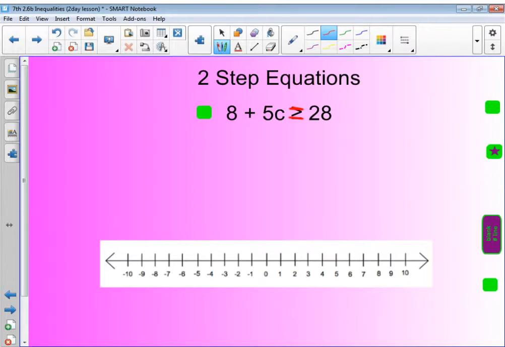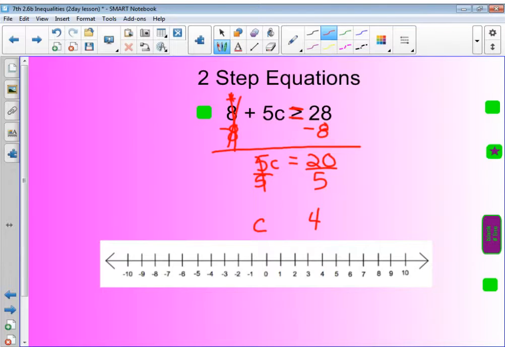So I need to get rid of this 8 first because it's not directly attached to the c. Right now it's a positive 8, so the opposite is negative 8. So minus 8. Now I have 5c equals 28 minus 8, which is 20. Now we'll divide by 5 to get the c by itself. Divide by 5. I just found out that c equals 4, but instead of doing equals, I want to put this symbol back in there. So c is greater than or equal to 4.